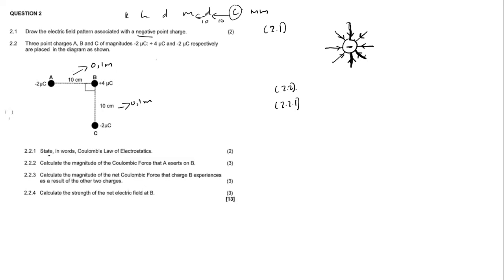Now, 2.2.1 says to us, state in words Coulomb's law of electrostatic force. Okay. So here, when you talk about Coulomb's law, we are talking about this formula. You are actually explaining this formula: F is equal to K multiplied by Q1 multiplied by Q2 divided by R squared. This is what we call the electrostatic force.